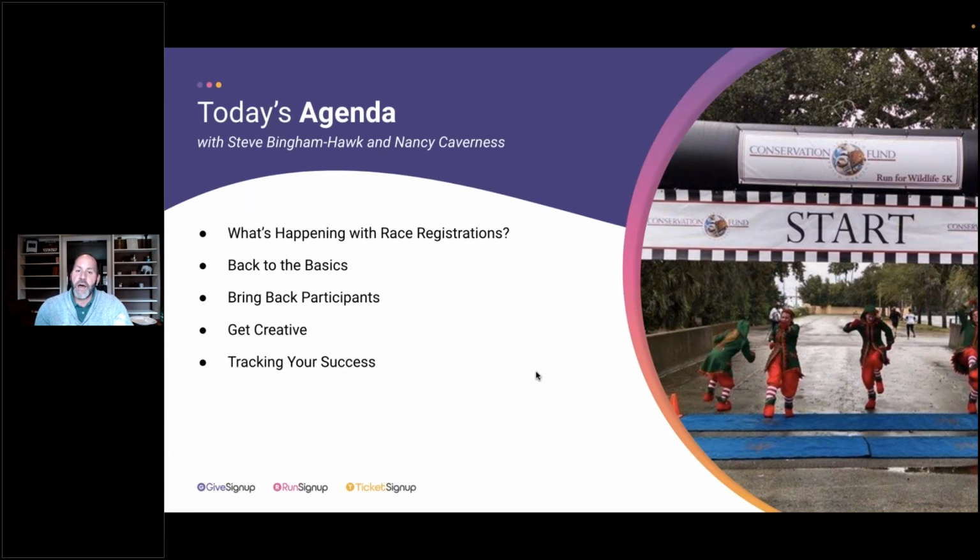And then talk about those folks that have been coming back, maybe at least 1 year or multiple years. How do we bring them back to our event? And then how do we get creative? And we're going to specifically drill down on that piece with a discussion on referrals. And then none of this matters if we can't track our success and figure out what's working and how do we pivot so that we can optimize our races on the platform for future success.